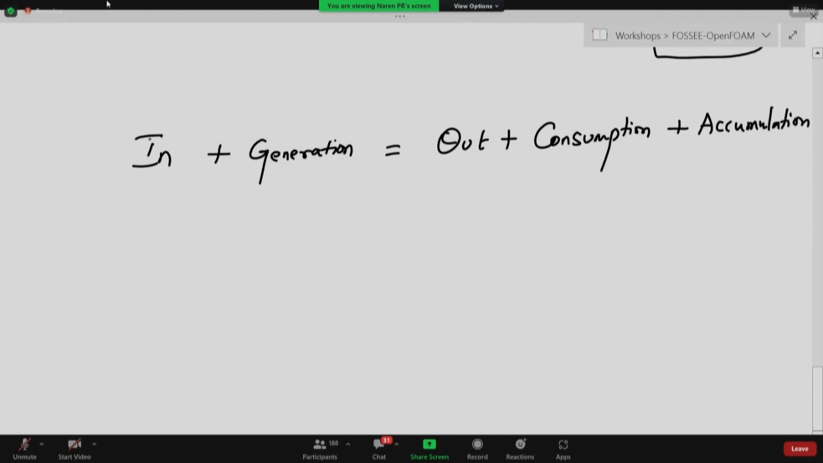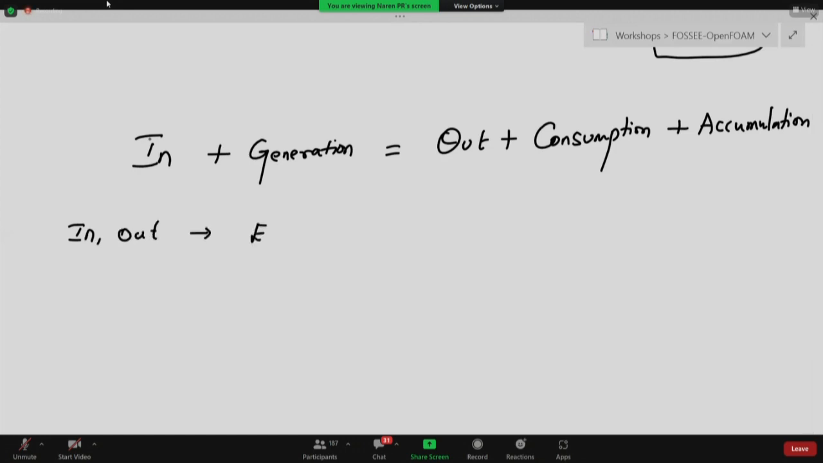This is the equation for all three equations. The only difference is when you talk about continuity, you will not have the generation and consumption term. So now we have to talk about what is the in and out in terms of energy.